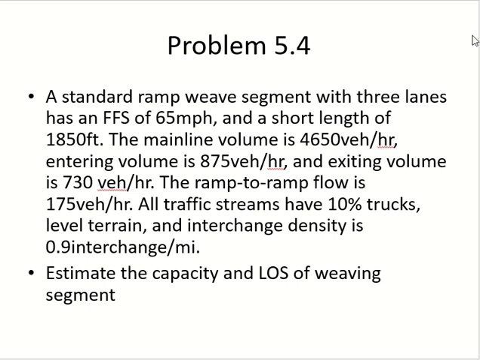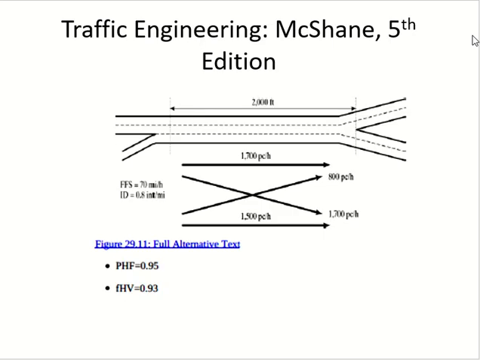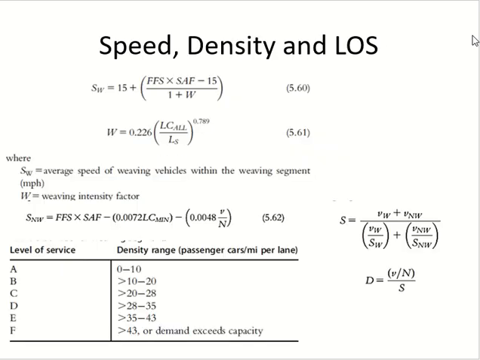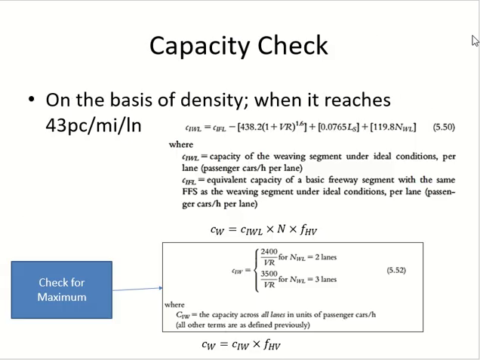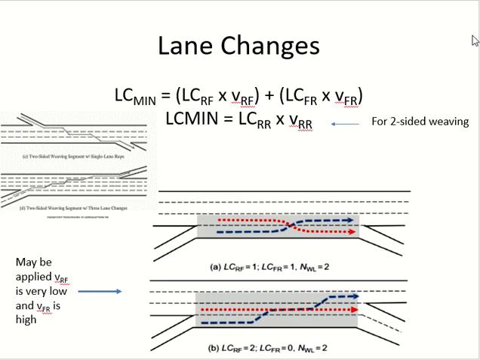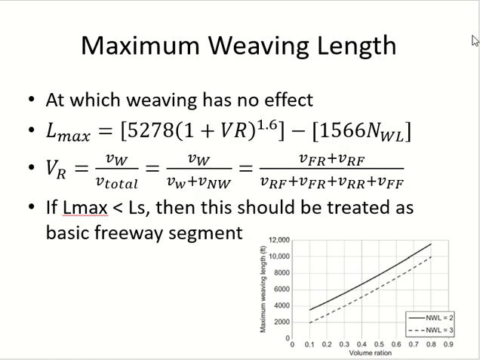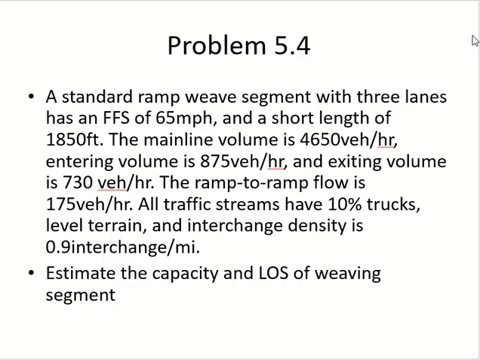We have a standard ramp weave segment. What is a standard ramp weave segment? The first one, this one. This is called a standard ramp weave segment. You have one auxiliary lane, ramp to freeway, you will make one change, freeway to ramp, you will make one change, and the number of weaving lanes are these two. From these two lanes, I can go from freeway to ramp or ramp to freeway with one change. So these are my weaving lanes.